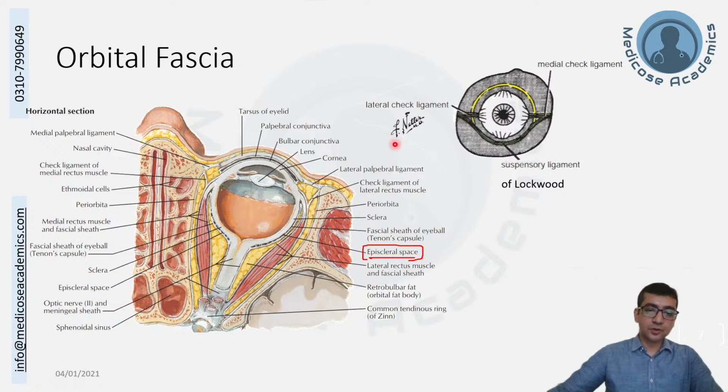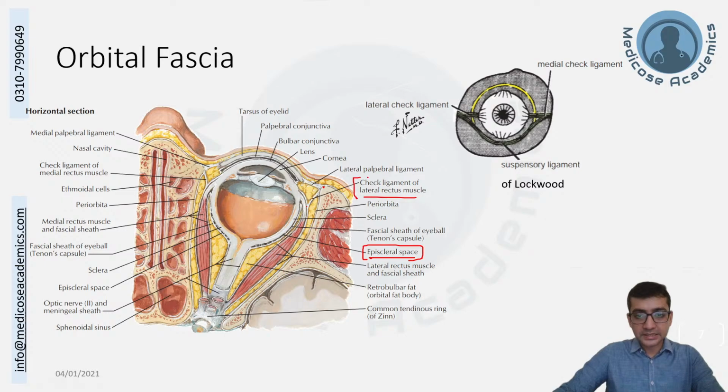This space is continued with the fascia around the muscles, and the fascia of the muscles continues back with the sheaths covering the optic nerve, and on the side it becomes continuous with the periosteum. As we can see from this point and this point, the fascial sheaths become thick and triangular as they get attached from the muscles to the wall of the orbit.